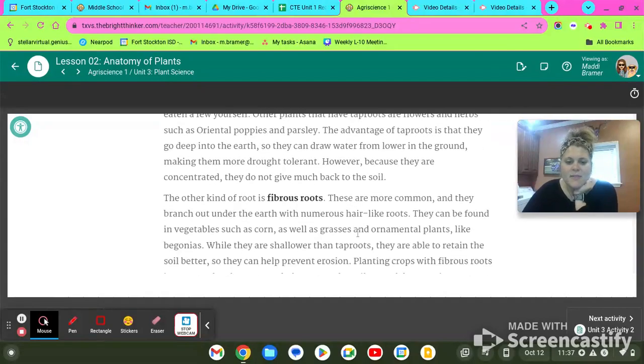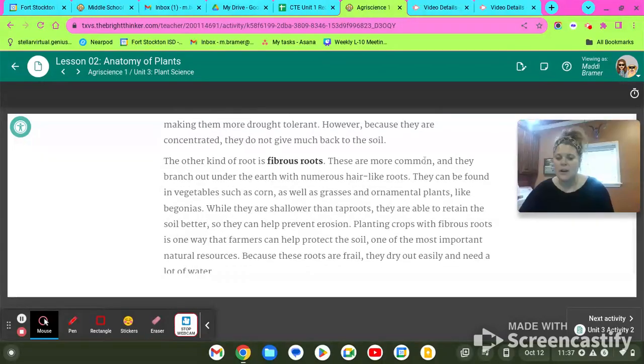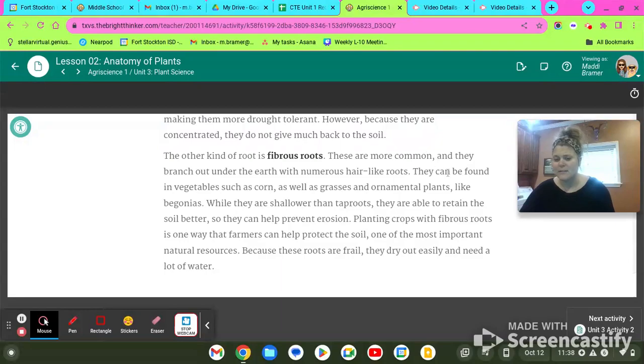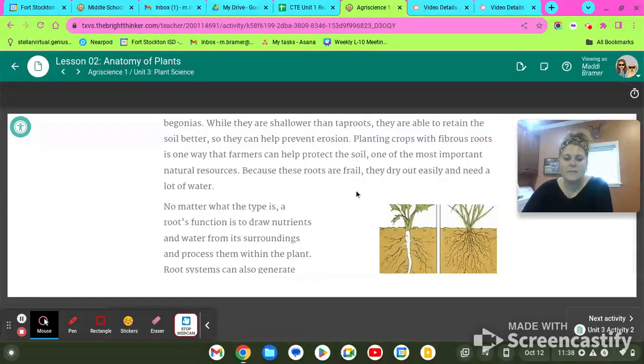Okay, fibrous. Fibrous roots, they spread out. So grasses are really popular. If you've ever dealt with Bermuda grass, whenever you pull it, it just seems to go and go and go. That's because those roots like to spread. A lot of cover crops are going to have fibrous roots. As we talked about last unit, cover crops are really good with preventing soil loss. And they do help prevent erosion because they spread out so fast.